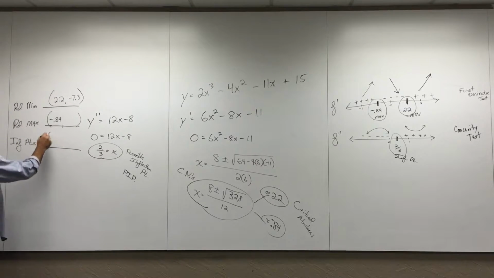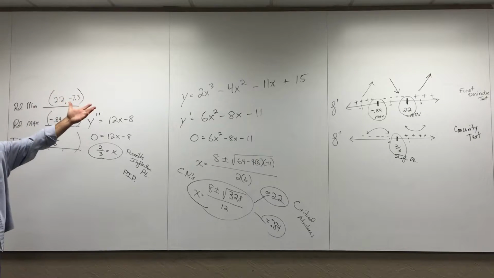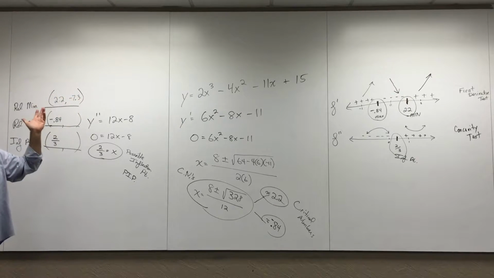By the way, did we ever find an inflection point? Did we actually officially find an inflection point? Yeah, it was 2/3, right. And so that's the x value. I'd like to find the y value. Again, what am I doing to plot y values? I'm just going back to the original function and plugging in x's and plotting y's.